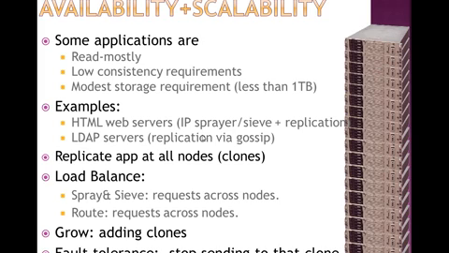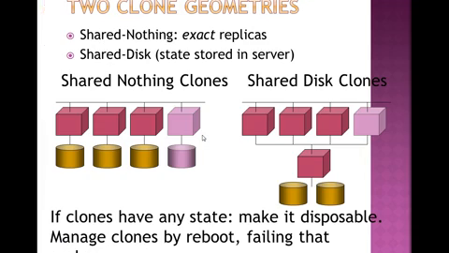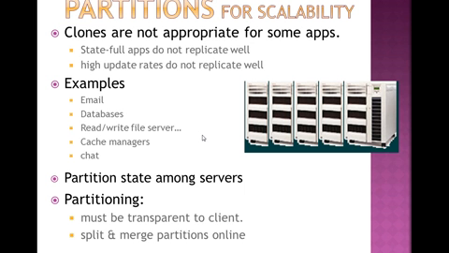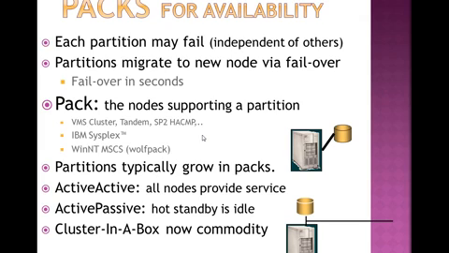This is the difference between scale up and scale out. We have studied it in the last class. Then we have studied the availability plus the scalability, that is, the combination of availability plus scalability. Then we have discussed the two clone geometries available, that is, shared nothing clones and shared disk clones. Then there is a clone requirement we have studied.